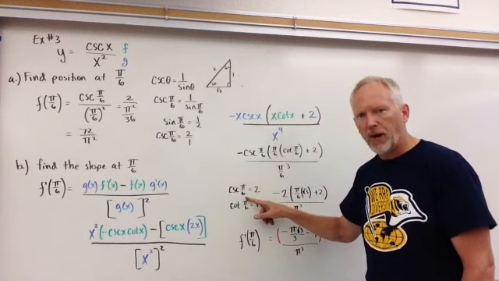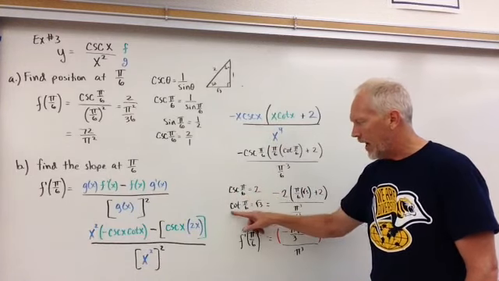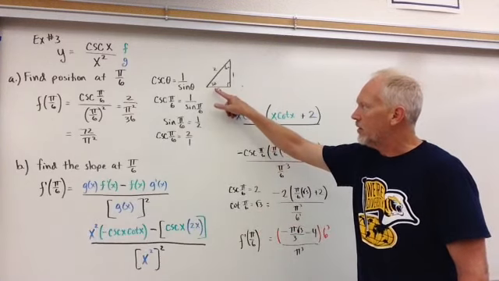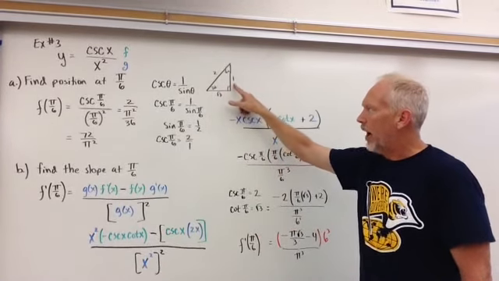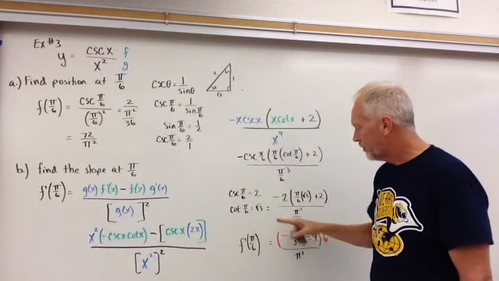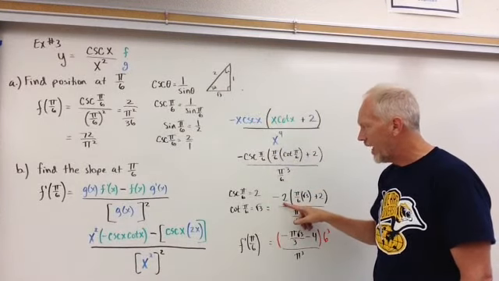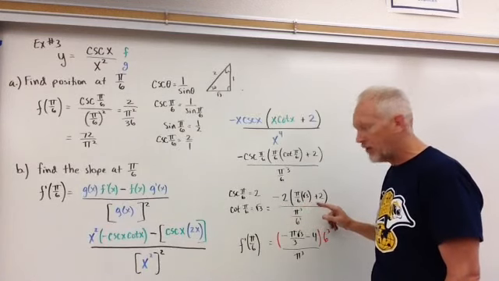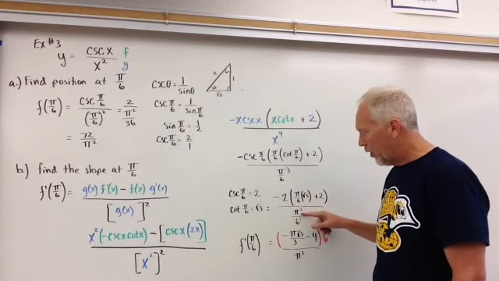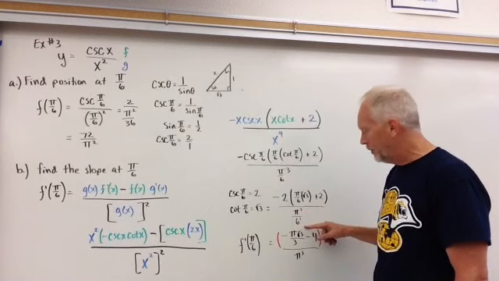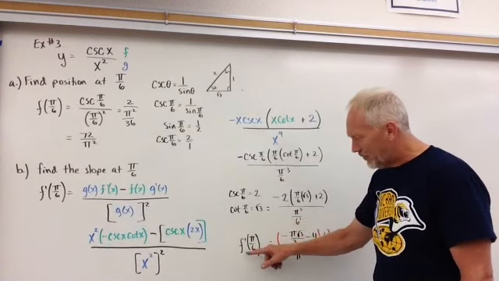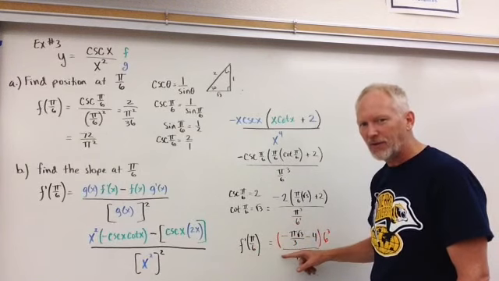We know that cosecant of pi over 6 is 2, and cotangent of pi over 6 is root 3. Cotangent is adjacent over opposite, so we get root 3. So plugging those numbers in, we get negative 2 times pi over 6 times root 3 plus 2 all over pi cubed divided by 6 cubed. And then finally f prime of pi over 6.